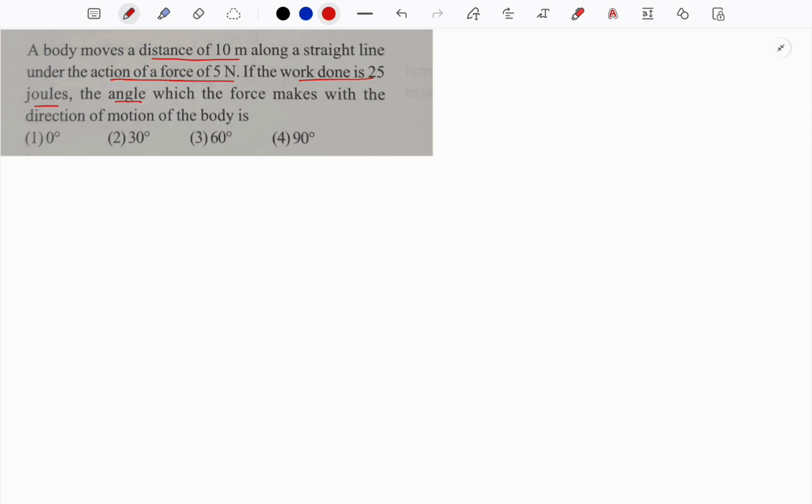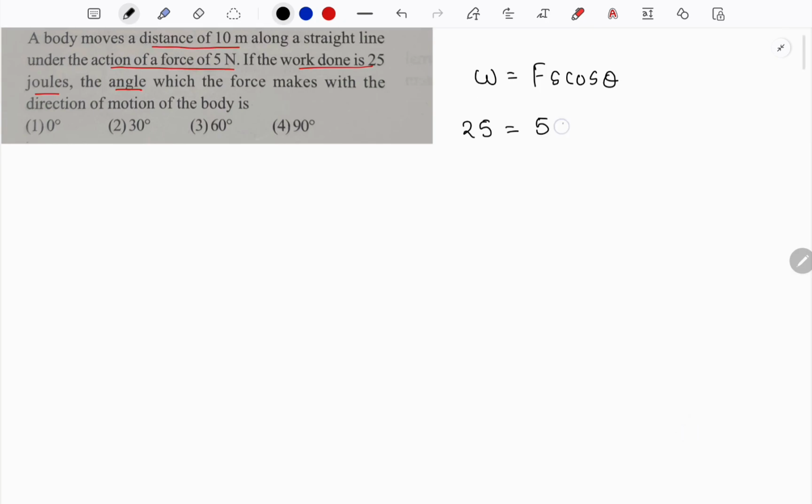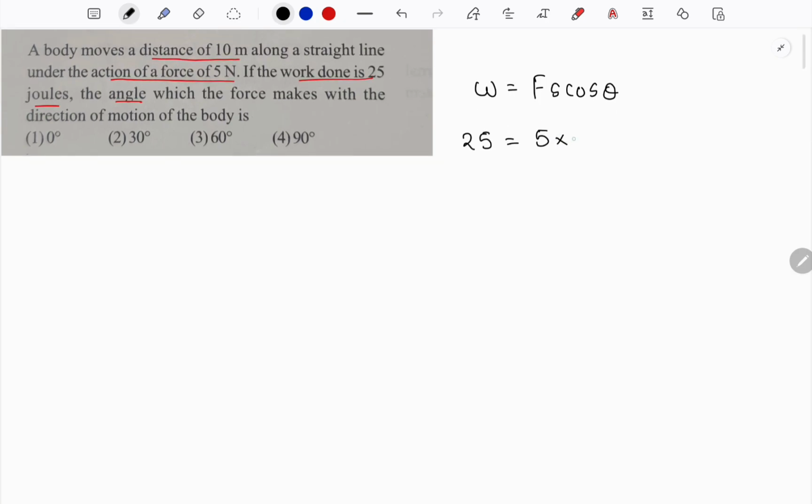So from the given question, the first thing that we can realize is the force is constant, and we can use the formula directly for the work done by a constant force, which is Fs cos theta. The work done is given to be 25 joules. The force is given to be 5 newtons. The displacement is 10 meters, and they're asking us to find out the angle.